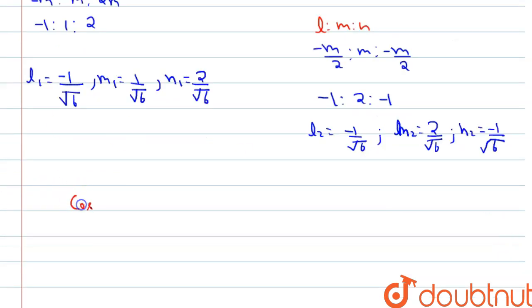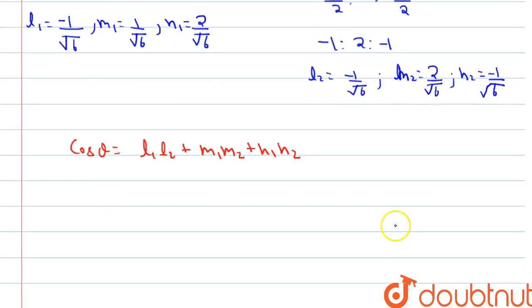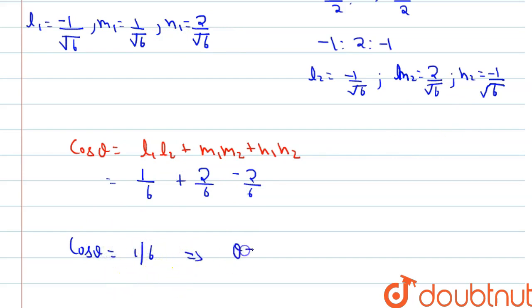Now we got the value of l1, m1, n1, l2, m2, n2, and we have to find the angle theta. So cos theta, as we know, cos theta is equal to l1 l2 plus m1 m2 plus n1 n2, right? Now we will put the values of here l1, l2, m1, m2, n1, n2, right? So this multiplied by this becomes 1 by 6. This multiplied by this becomes 2 by 6. This multiplied by this becomes minus of 2 by 6. Now we got the value of cos theta is equal to 1 by 6, and the value of theta is equal to cos inverse 1 by 6.